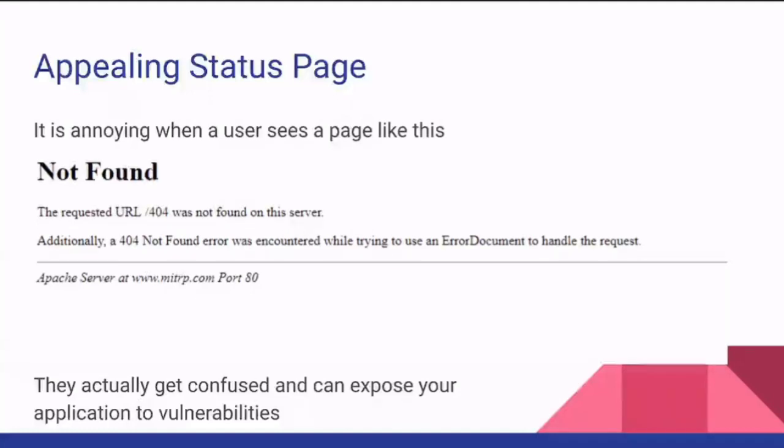Now, the next strategy is using an appealing status page. How many of us get so annoyed when we see this kind of page? It's annoying when a user sees a page like this. They get confused, and it can expose your application to a lot of vulnerabilities. Looking at this alone, I already know that you are using an Apache server on this particular server, with this error code and this status code 404.